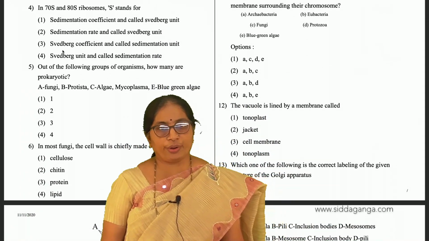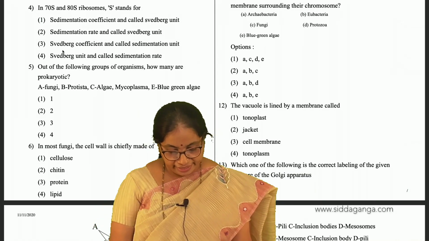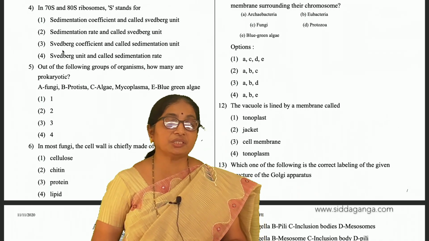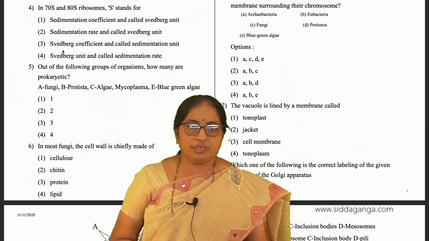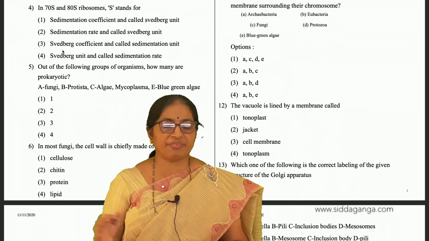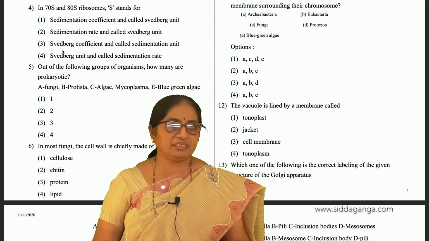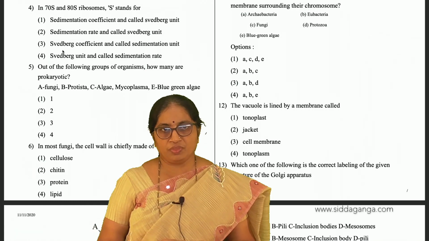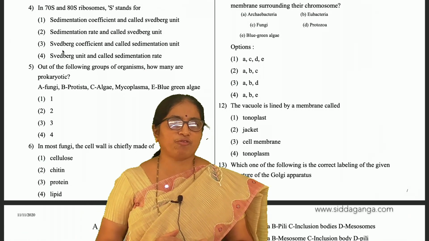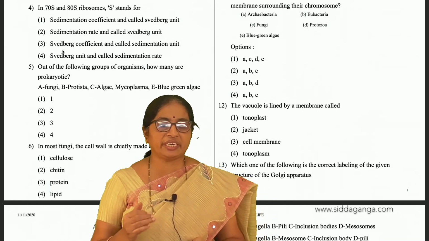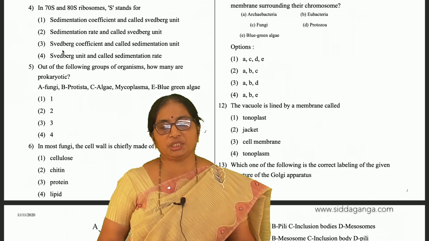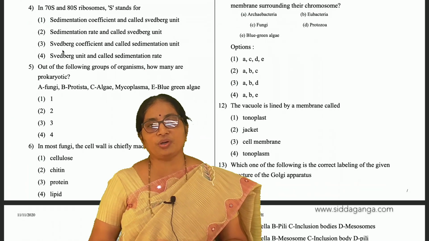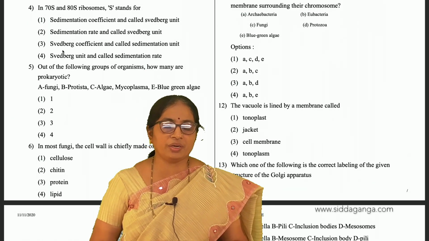In which of the following organelles are 70S and 80S ribosomes found? S stands for what? Here 70S is made up of 50S and 30S, two subunits, and 80S is made up of 60S and 40S. So S here stands for the sedimentation coefficient, which is called the Svedberg unit. It is not an SI unit.